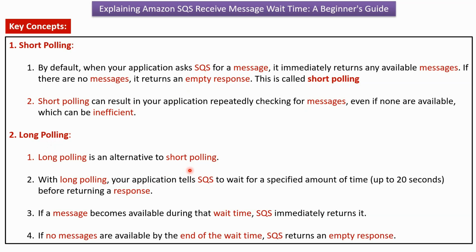Long polling is an alternative to short polling. With long polling, your application tells SQS to wait for a specified amount of time before returning the response. The time can be up to 20 seconds. If a message becomes available during the wait time, then SQS immediately returns the message. If no messages are available by the end of the wait time, then SQS returns an empty response.